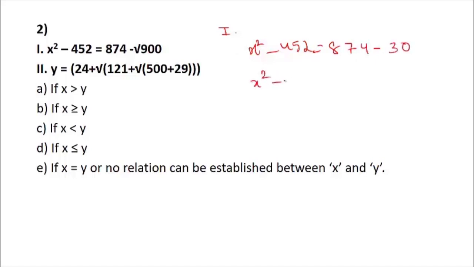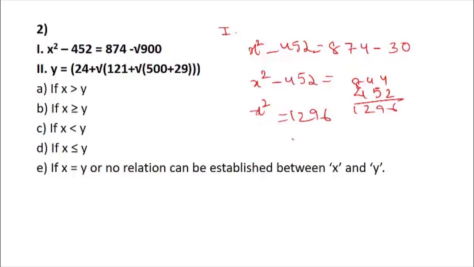Okay, so this would be 452, and this could be written as 64, 54, 44, 844. So this would be your answer. Now what we could do here is, you need to add 452 here. 6, 9, 8 plus 4 is 12, 1, 2, 9, 6.